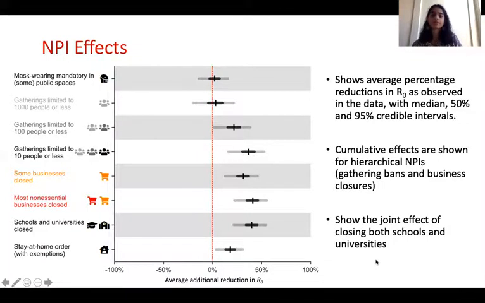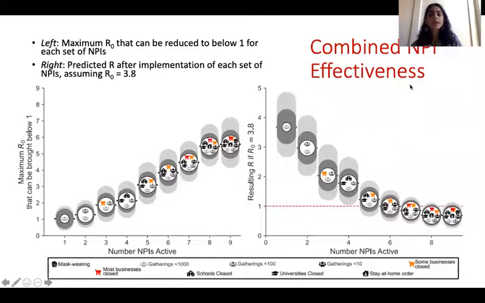Then looking at the combined NPI effectiveness, here we can see the main crux of the authors' conclusions. On the left, there's a chart that shows the maximum R0 that can be reduced to below 1 for each set of NPIs. Essentially they start at the bottom at an R0 of 1, and they keep layering NPIs on top of one another to see what maximum R0 can be brought below 1 with all of the NPIs implemented. They find that R0 can be almost 6 and still be brought to below 1 with all of the NPIs, which is pretty impressive.